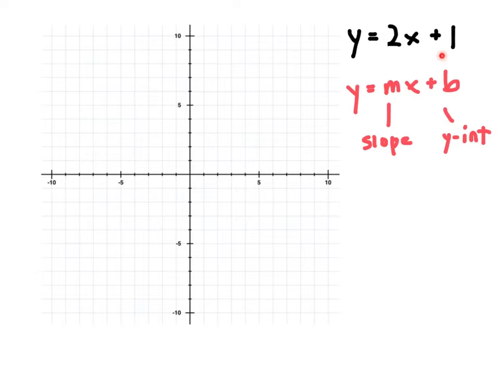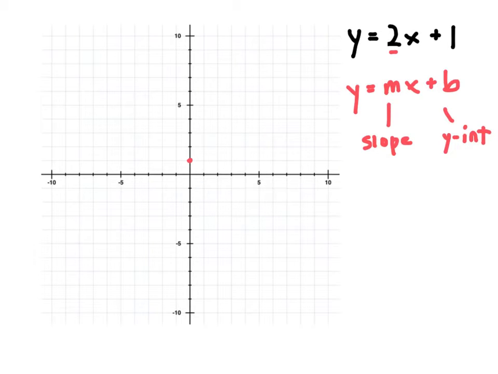So that means that in this equation, 1 is the y-intercept, or in other words, the y-intercept is going to be located at the point 0, 1. So I'm going to go ahead and graph that. And m in this equation is 2.